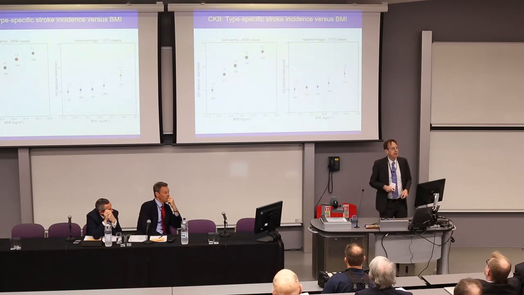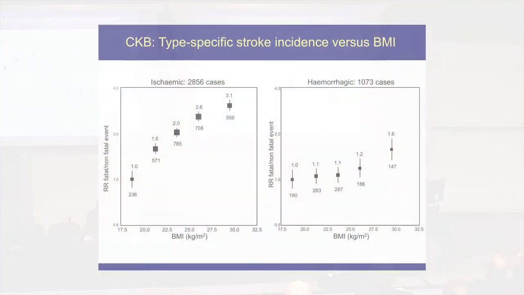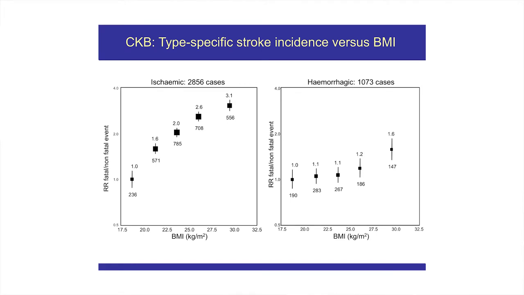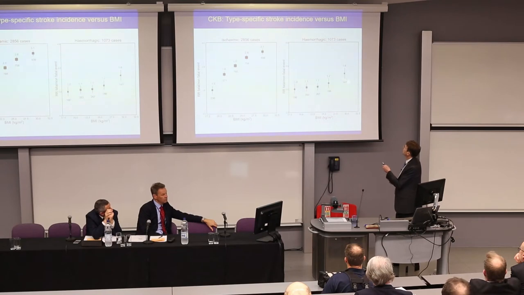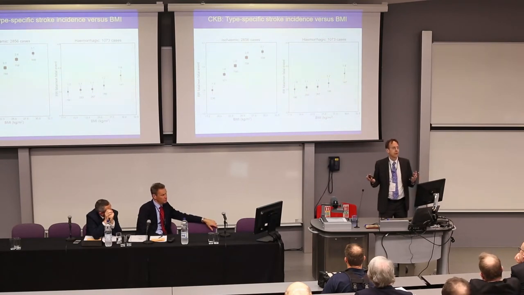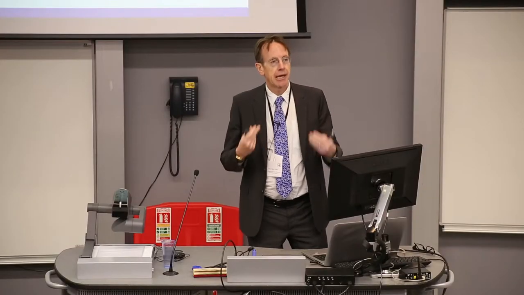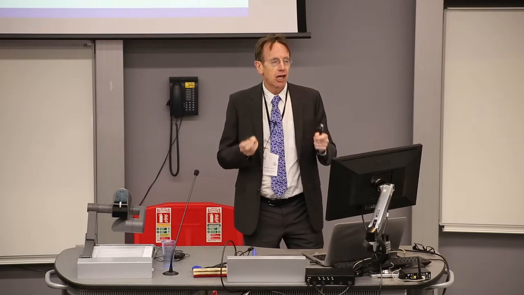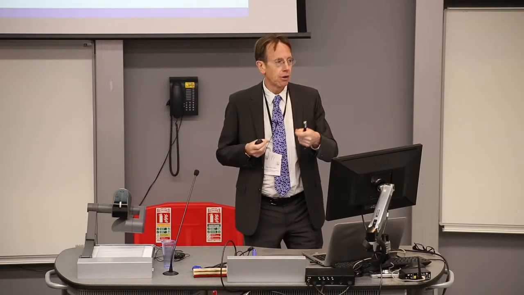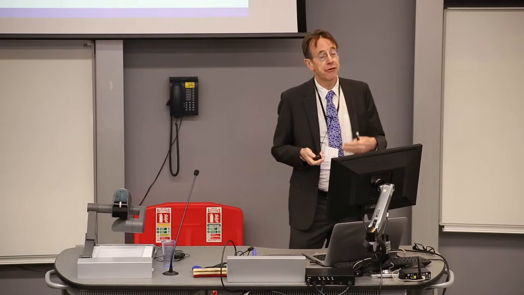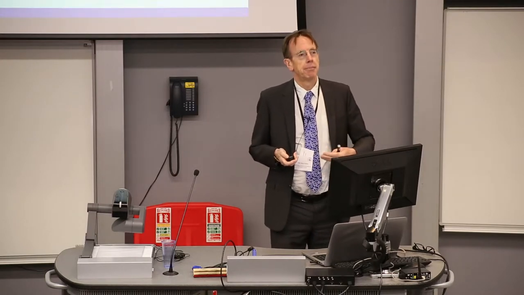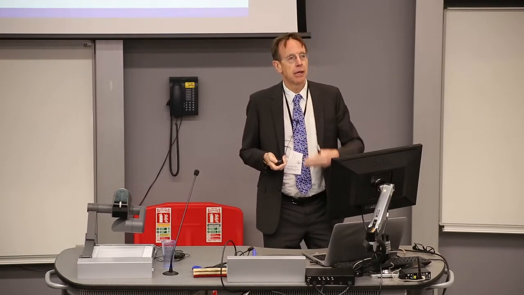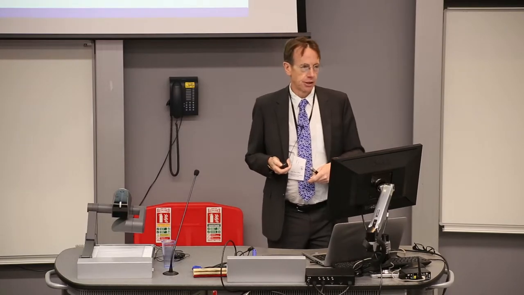But surprisingly, that's not the case for hemorrhagic stroke. So increased adiposity, which is increasing blood pressure, is not producing an increase in hemorrhagic stroke. No idea why. But I think it illustrates the opportunity to have large enough numbers to then start to unravel what's going on here. What's the protective effect that BMI is producing on hemorrhagic stroke that is outweighing the adverse effect on blood pressure?